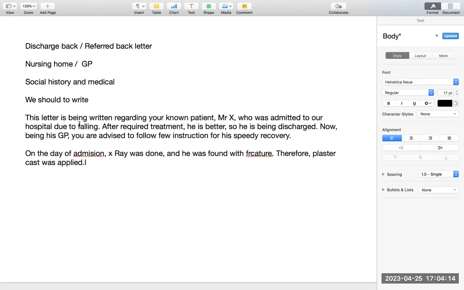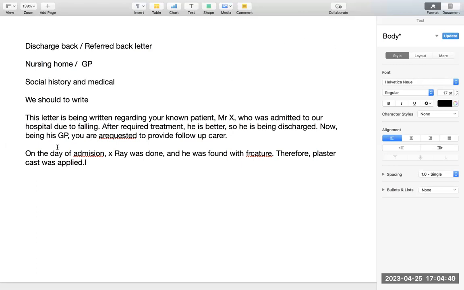It's very important. In this kind of letter, when it is a referred back letter, I'm telling the GP: this is regarding your patient, who was admitted to our hospital due to falling. After required treatment, he is better, so he's being discharged. Now, being his GP, you are requested to provide him follow-up care. So this is the second kind of letter that comes in the exam.